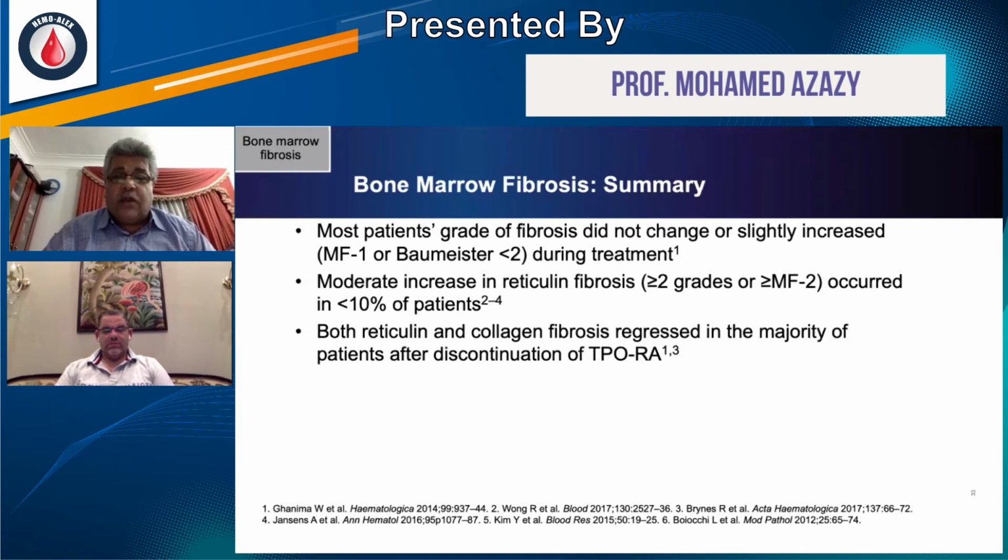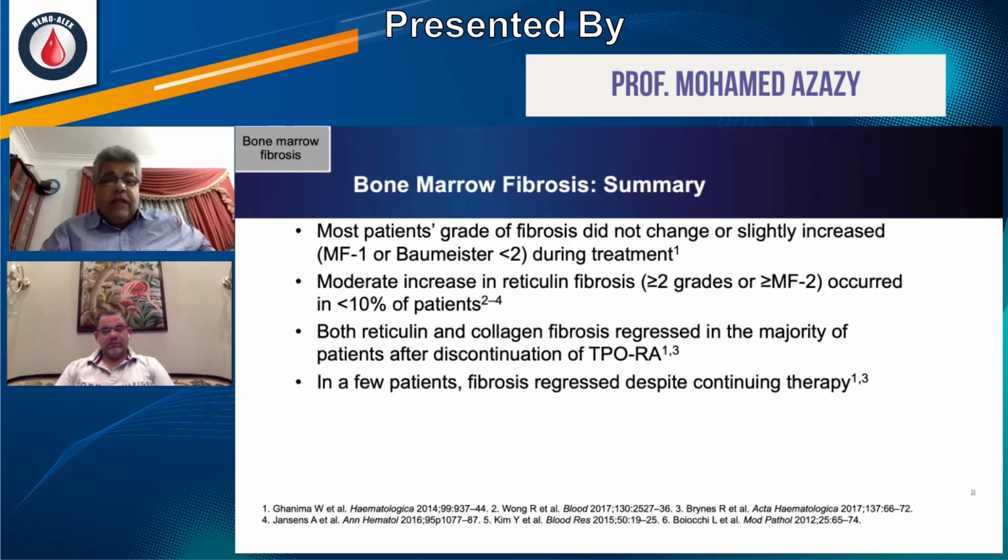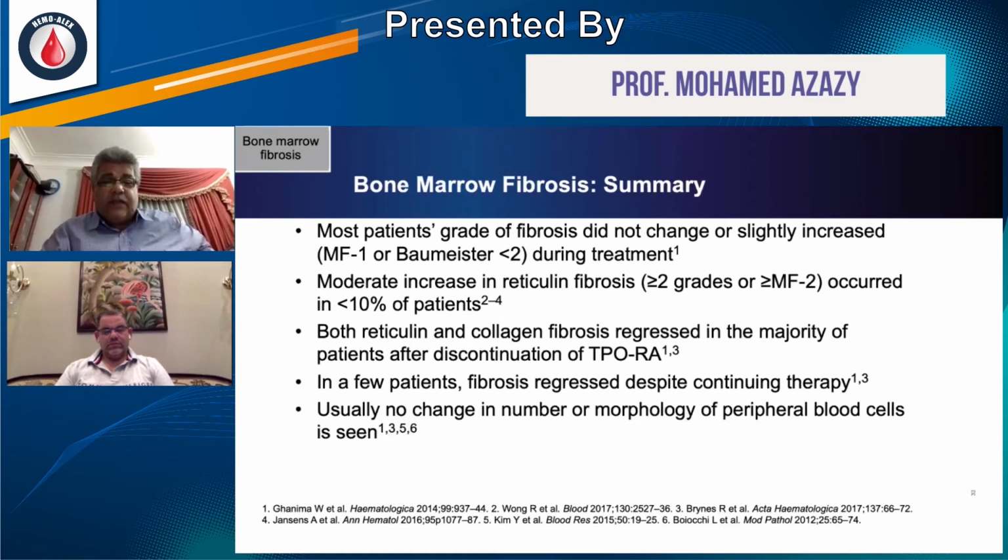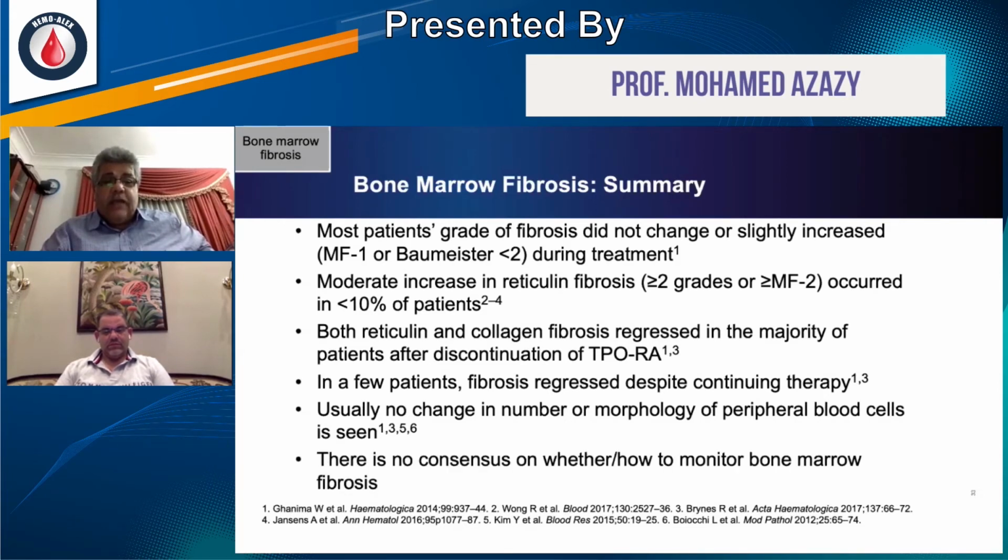Both reticulin and collagen fibrosis regressed in the majority of patients after discontinuation of TBO, and in a few patients, fibrosis regressed despite continuing therapy, but this result was not significant enough. Usually, no change in the number or morphology of peripheral blood cells was seen. There is no consensus on how to monitor bone marrow fibrosis among those patients, and still bone marrow biopsy is not of that value or does not need to be done for patients on TBO therapy.